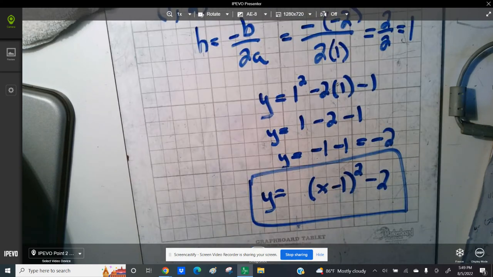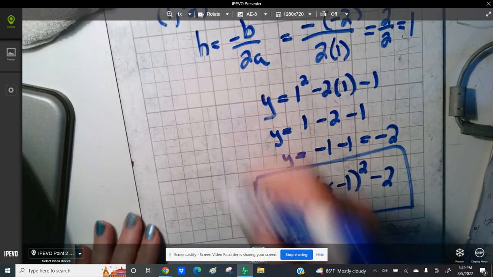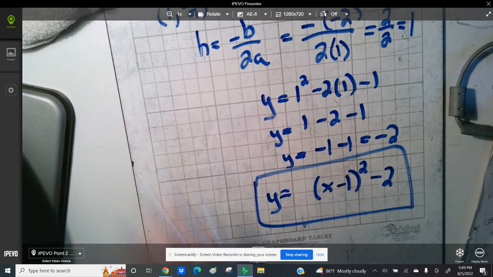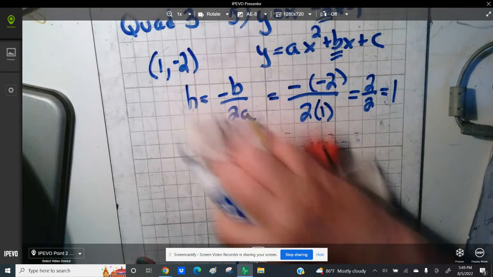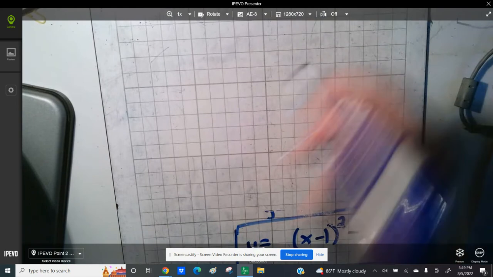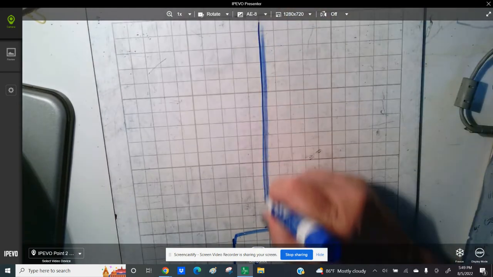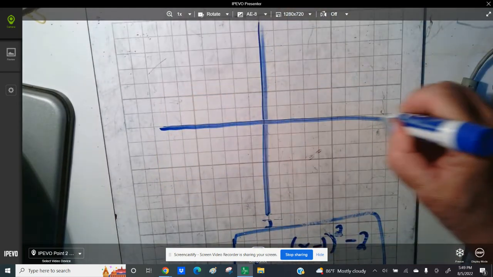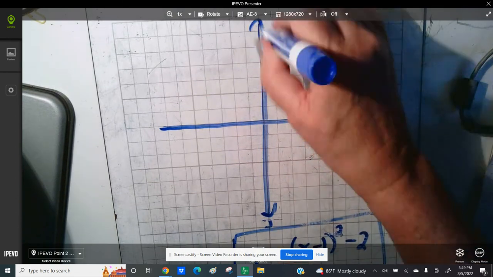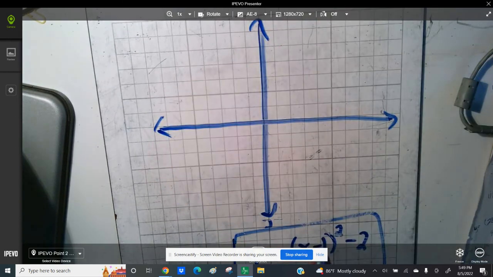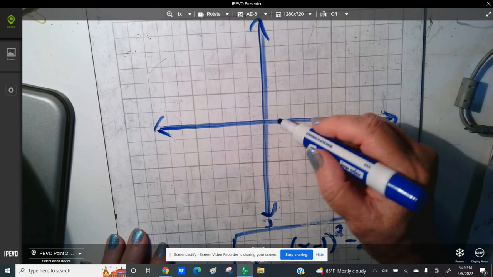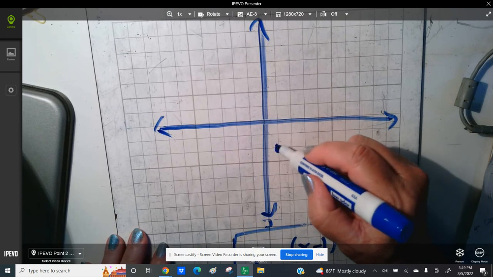And now that you have it in vertex form, if you were to graph it, it would be simple to do. Let me just erase this and we'll graph it. Because now that I know the vertex and I know the a value, I know my vertex is positive 1, negative 2.